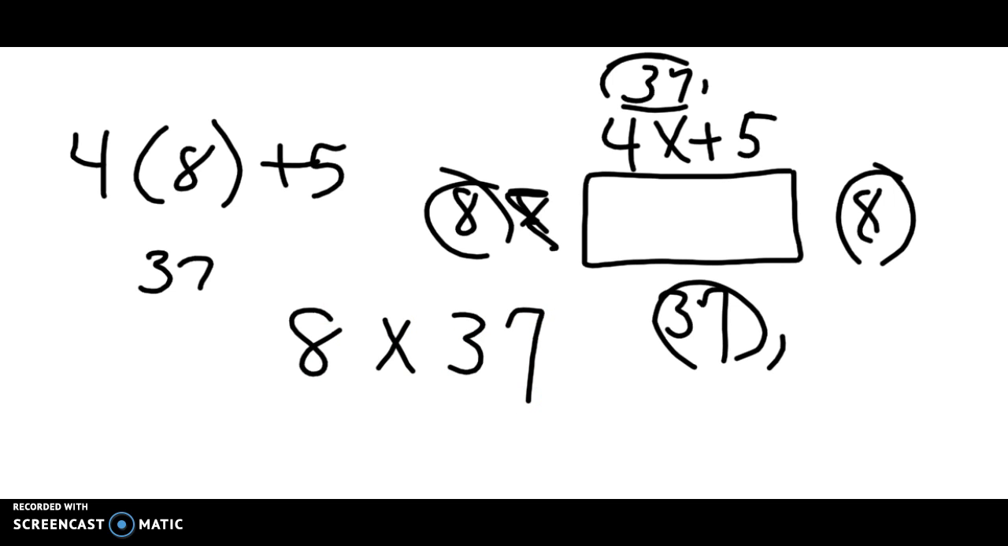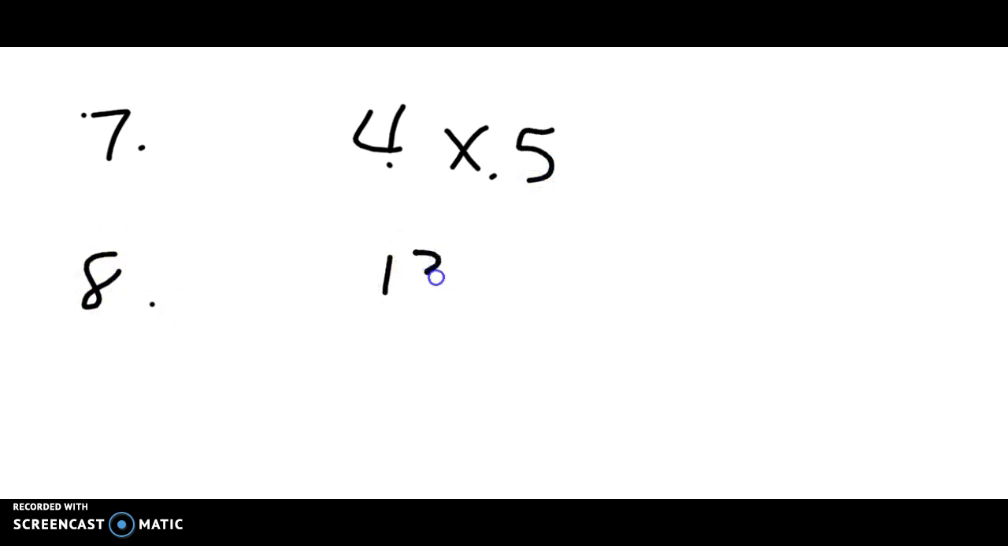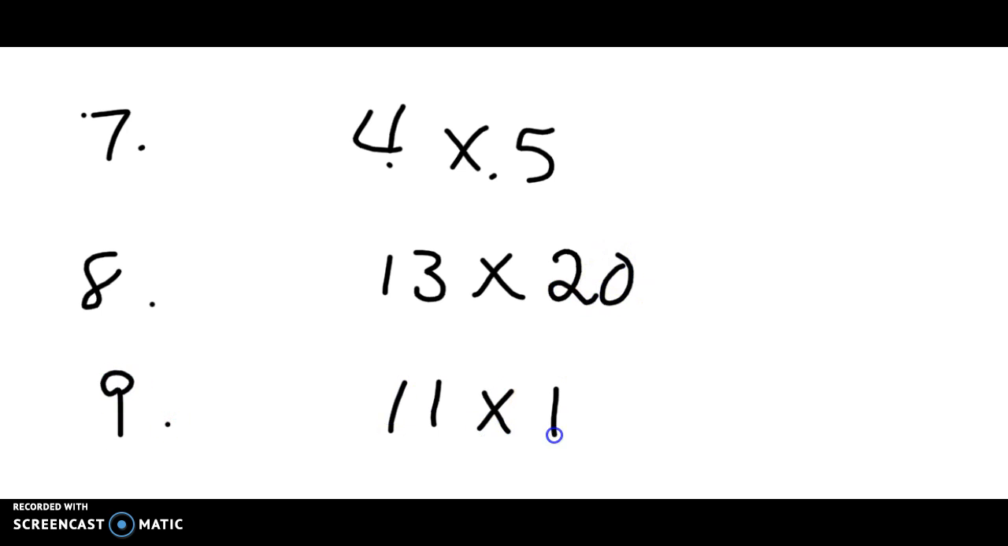Okay, I want you to do 7, 8, and 9. So pause this until you're completely done with 7, 8, 9. Come back and I will give you the answers. 7 is a 4 by 5. 8 is a 13 by 20. And then 9 is an 11 by 17.